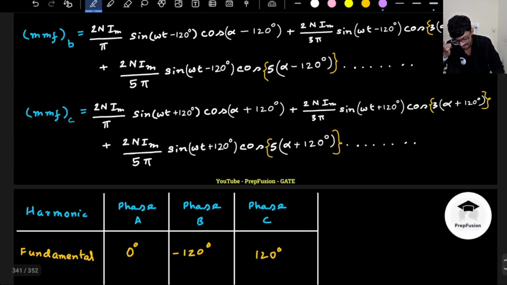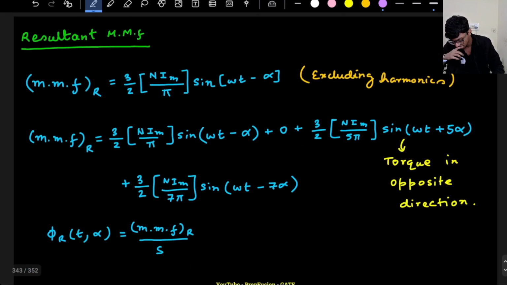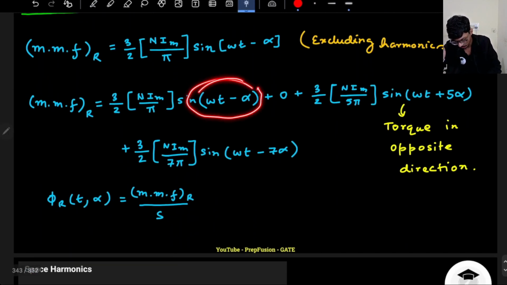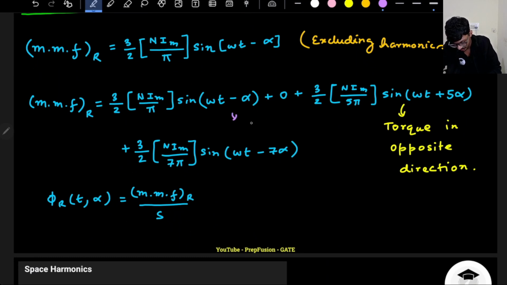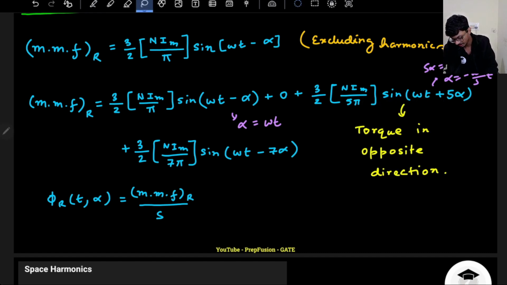But what is the speed now? How can you identify the speed? If you remember, this was the value where I could easily tell you that alpha equals omega t. So from here I can directly say that the speed at which alpha rotates depends on omega. Here my 5 alpha equals minus omega t, so alpha equals minus omega t by 5. So speed has reduced by 5. That is the difference between space harmonic and time harmonic. In time harmonic, speed became 5 times the previous one. In space harmonic, speed is reduced by 5.